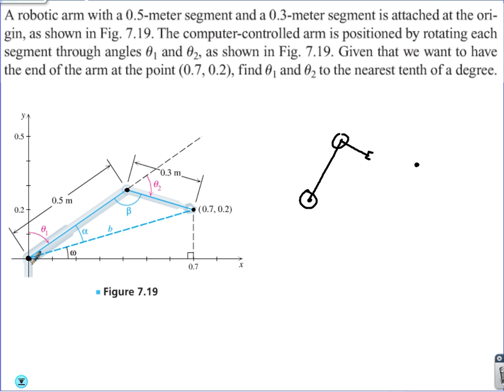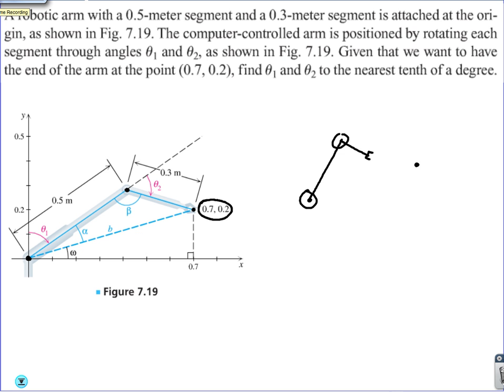The computer-controlled arm is positioned by rotating each segment through theta 1 and theta 2. We want to know, given that we want to have the end of the arm at the point 0.7, 0.2, you want to pick something up there, find theta 1 and theta 2 to the nearest tenth of a degree.